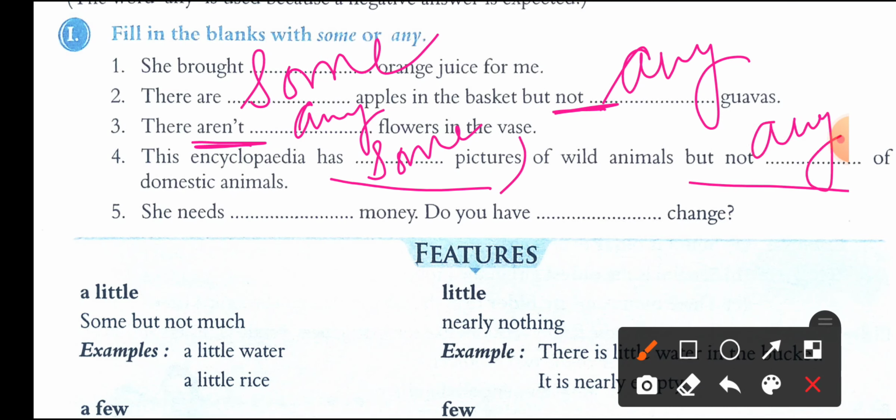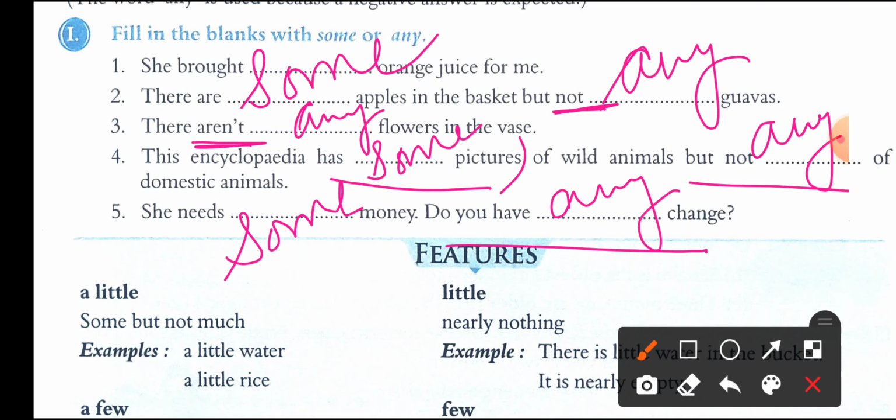Next one, she needs dash money. Do you have dash change? She needs dash money. This part of the sentence is affirmative. So here you will do some. Now do you have dash change? अब इसका हमें पता नहीं है कि उसका एक्सपेक्टेड आंसर यस ही होगा, राइट? तो अगर एक्सपेक्टेड आंसर यस होता तब तो हम यहाँ सम यूज़ कर सकते हैं, लेकिन we don't know what is the answer. He may say no, he may say yes, right? So where there is confusion you will do any. So that is question because do you have any change?